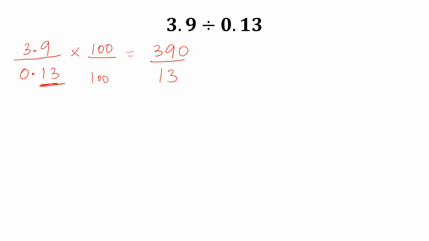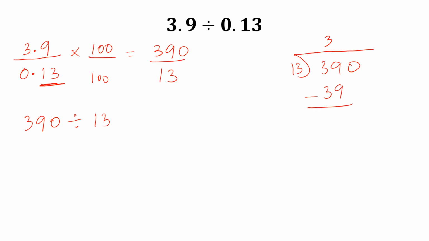Now guys, we can rewrite this problem as 390 divided by 13. Now 390 divided by 13 can be rewritten as 13 as our divisor and 390 as our dividend. So let's go, guys. So 13 into 39, that goes 3 times. So it's 3 times 13, that will give us 39.